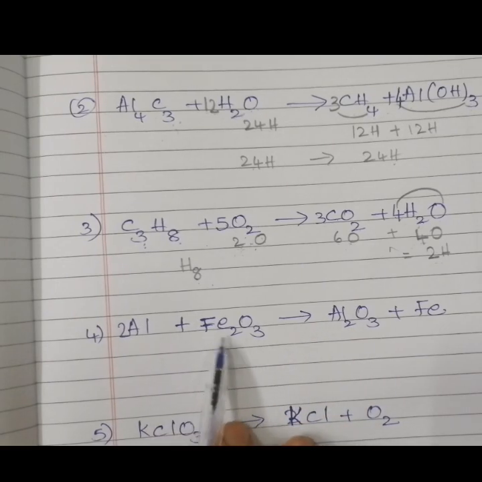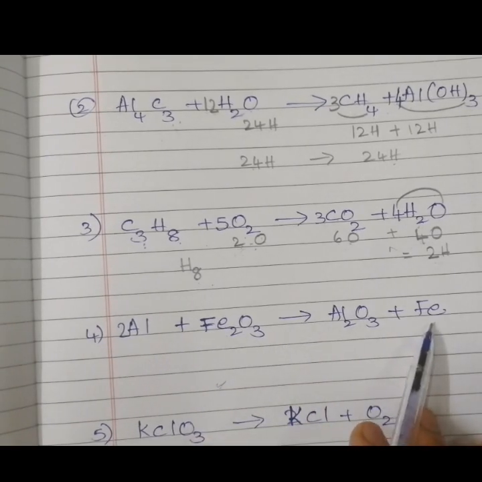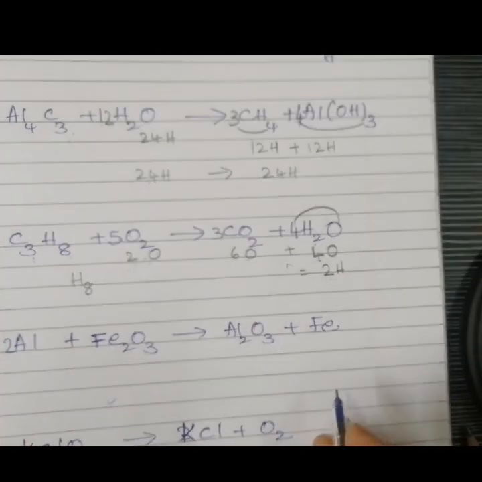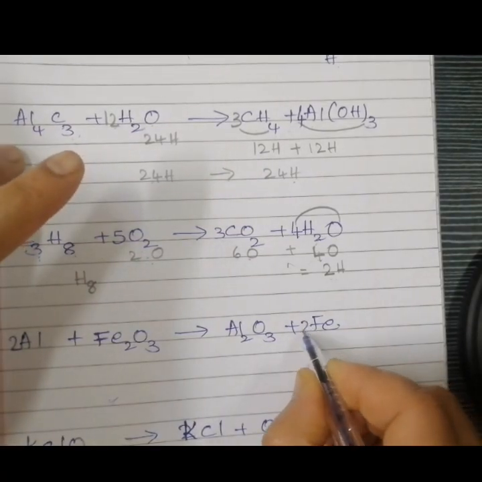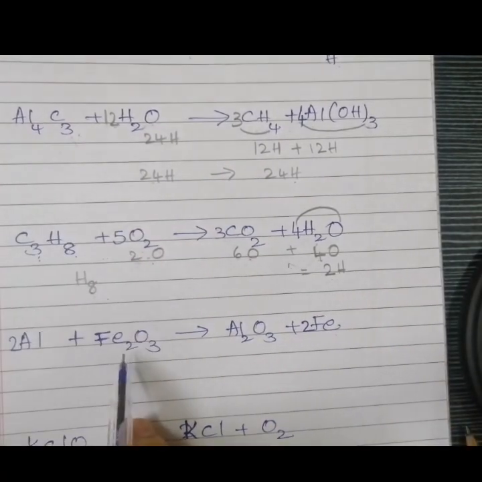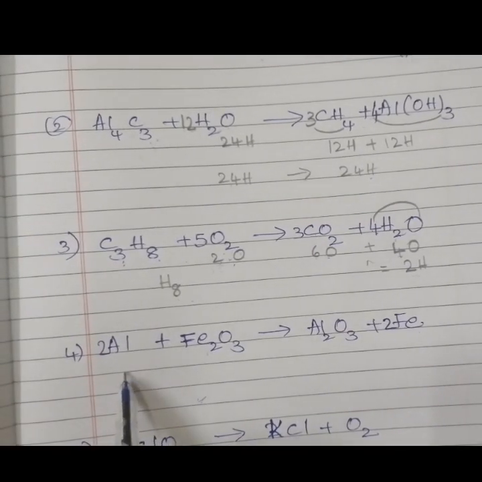How many iron is there here? 2 is there. How many are there here? Only 1. 2, 1. So what will I write here? I will write here 2. Not balanced yet. Again we'll check aluminum, whether there is any change in the equation.